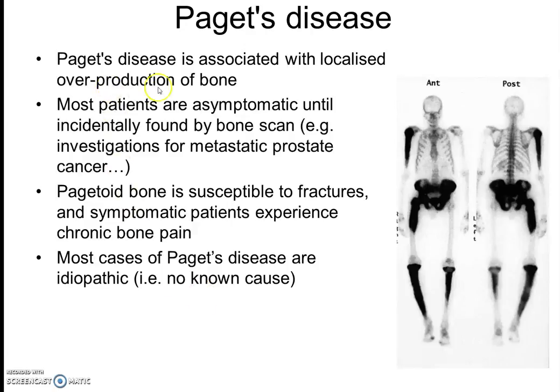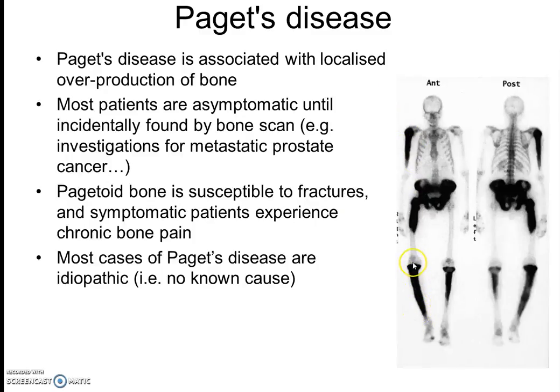This is caused by a local overproduction of bone, due to osteoblasts overgrowing, having excessive activity and also refusing to die when they're supposed to. So this is called Paget's disease. We have pagetoid bone, which is newly synthesized bone that is susceptible to fractures, and we tend to get this asymmetrical distribution of localized regions of bone.